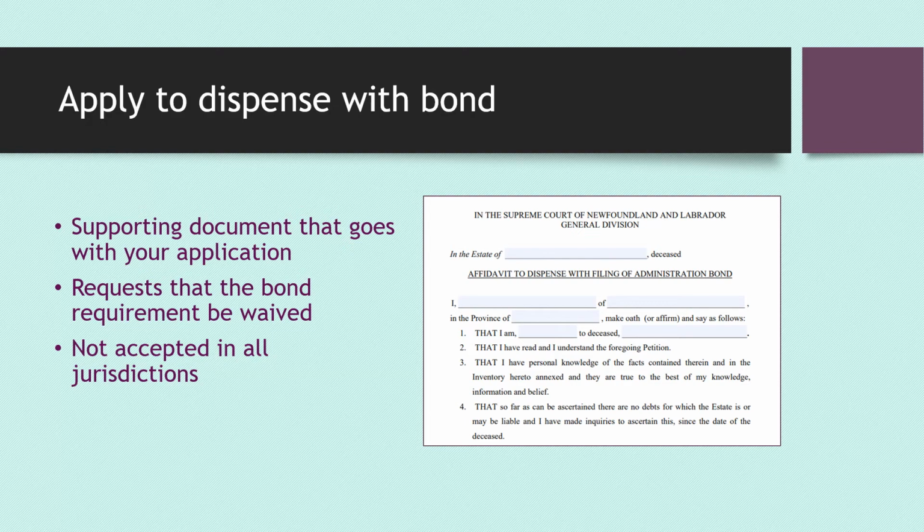There is an alternative to obtaining an administration bond, but it's not accepted in all jurisdictions. To avoid getting a bond, an additional document called an Affidavit to dispense with filing an administration bond, pictured here, is included with the application. This affidavit tells the court that the applicant is familiar with the deceased's financial situation, including assets and liabilities, and that there are no significant debts. If there are no debts, the court doesn't need to worry that the debts won't get paid. As we noted, this option is not available in all jurisdictions. For example, in Newfoundland and Labrador, the court will only waive the bond requirement if the public trustee's office is being appointed as the administrator, since they're a government office.